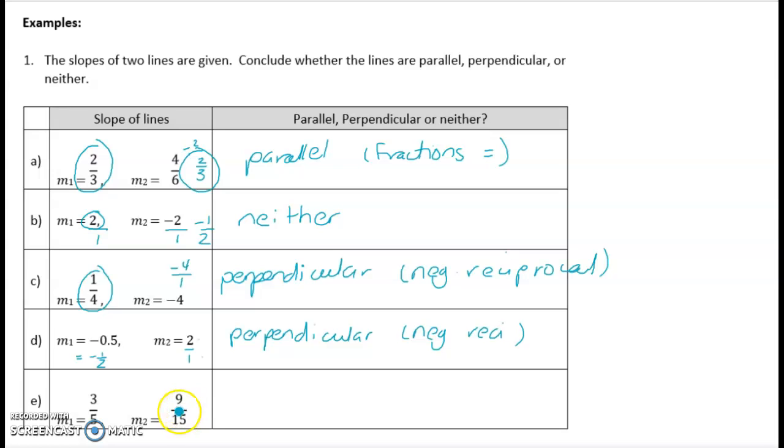Okay, last one here. We have 3/5, and then we have 9/15. Well, we have to see if we can break this down. Let's see if we can divide both the top number and bottom number by 3. 9 divided by 3 is 3. 15 divided by 3 is 5. So now we have 3/5 and 3/5. Well, these have the exact same slope, so they are parallel. Okay, and they are equivalent fractions.